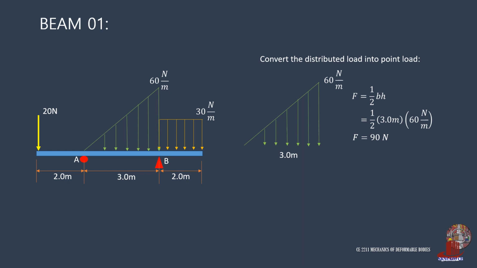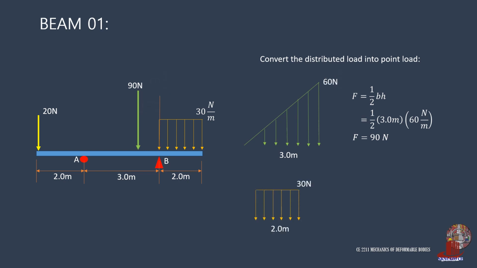After knowing the magnitude of the load, identify where the load is applied. This is also known as the center of gravity of the triangle. From statics, it was discussed that the center of gravity of a triangle is located at a third of the vertex contained in the right angle. Thus, the concentrated load F is located 1 meter left of point B. This is a third of the 3 meters base.